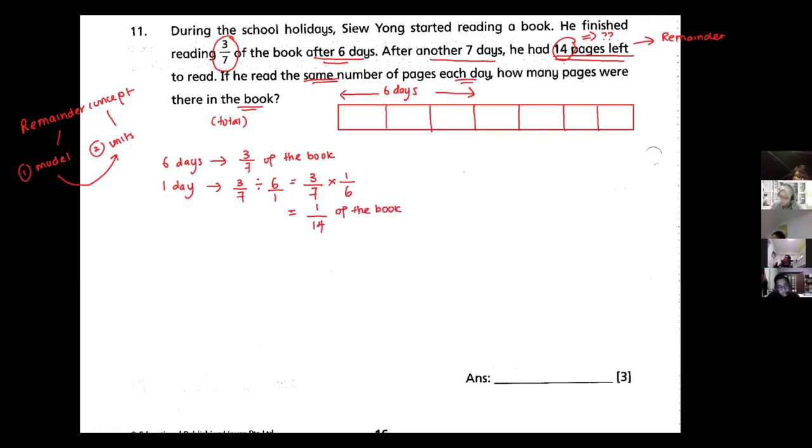Now let's go on. So I know that he had 6 days, and then he took another 7 days. Total days will be 6 plus 7. He took a total of 13 days to read, right, from the question. So I know that 1 day is 1/14. 13 days will be 1/14 times 13. That will give me 13/14 of the book.